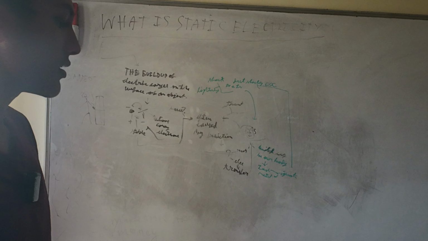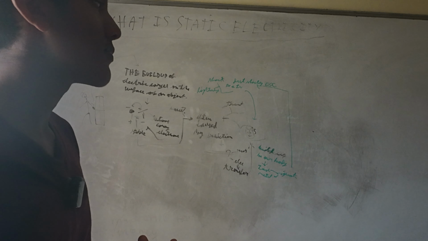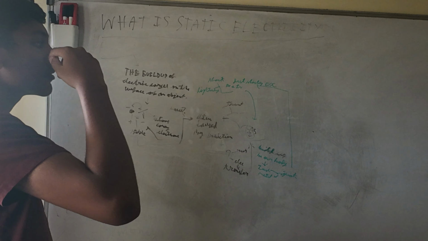So for example, let's say you have a balloon and you rub it against your head. Since you're rubbing it, the electrons pass from your hair to the balloon, making your hair, or us, positively charged while the balloon becomes negatively charged. And since opposite charges attract each other, this can cause the balloon to stick to walls or for our hair to stand up. So that's more or less what static electricity is.